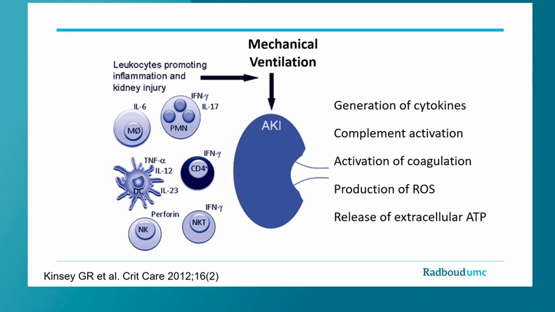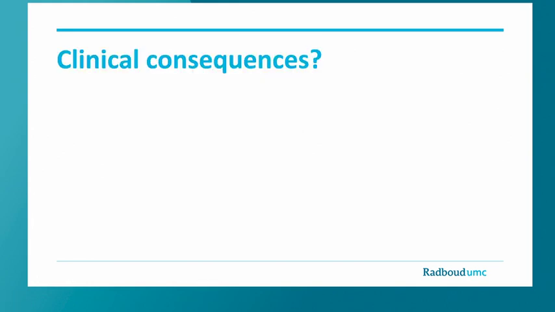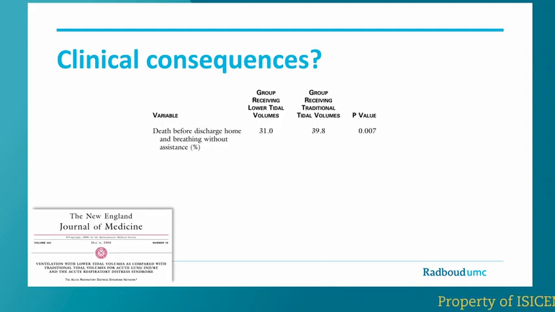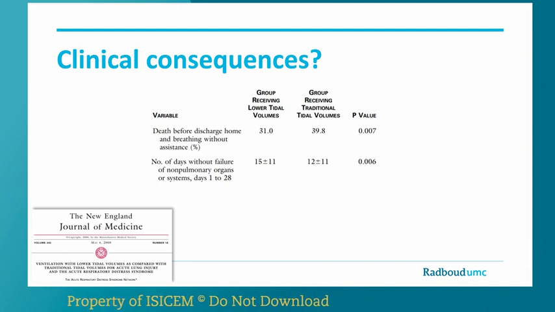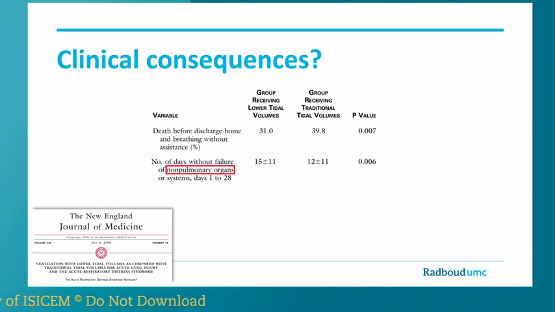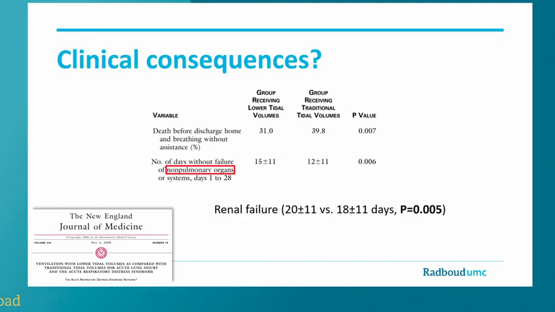We know that there is a correlation against AKI as well. Does this have clinical consequences? It does. So we all know this trial, of course. If we look at outcome, there's a benefit of the lower tidal volumes group. But if we look at the number of days without failure of non-pulmonary organs, so the respiratory guys, this is what the kidneys are called by the respiratory guys, non-pulmonary organ. And indeed, there is a benefit.